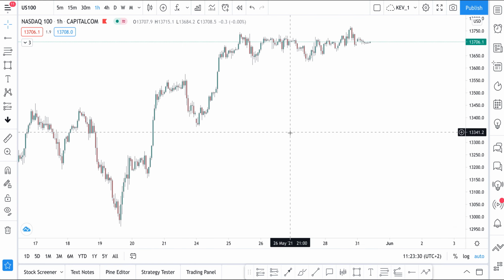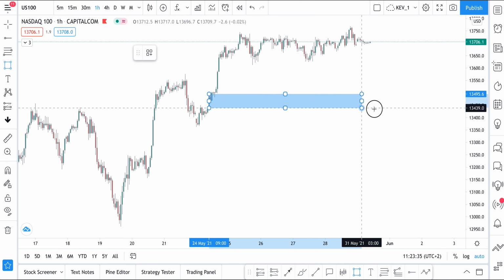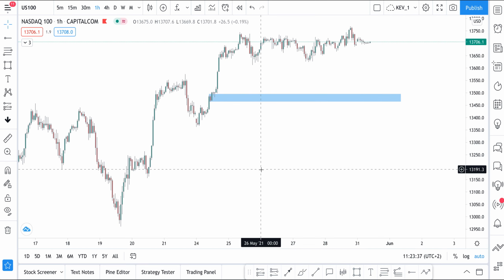So guys, I will be doing more of these videos: how to identify these zones, how to enter buys, how to enter sells, when to enter sells, when to enter buys, so that we can all help each other.